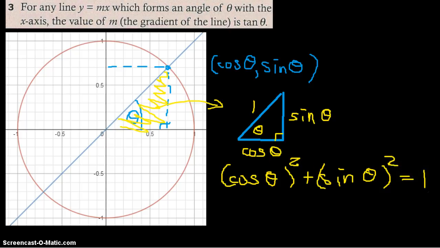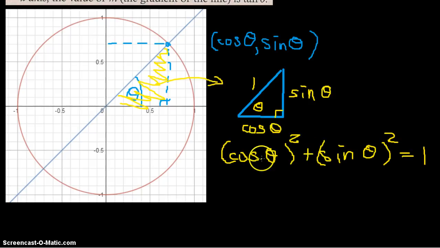Okay, and that's it, right? Now, when we are writing trig functions with exponents, we don't write them as such. Okay, we actually put the exponent between the trig function and the angle. So cosine theta squared would actually look like that: cosine squared theta, right? Plus sine squared theta.